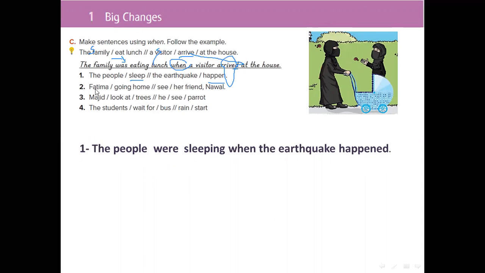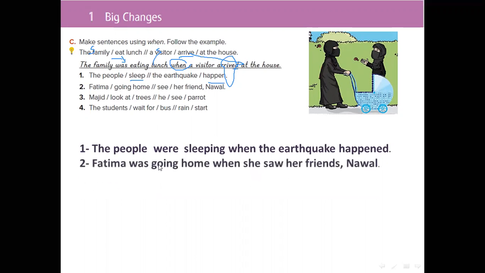Number 2, Fatima going home, see her friend Nawal. Where is the first verb? Going. Where is the second verb? See. So we will answer number 2. Fatima was going home when she saw her friend Nawal. Fatima, singular, so we use was going. And see will change into saw. It's an irregular form, the past form of see, saw.